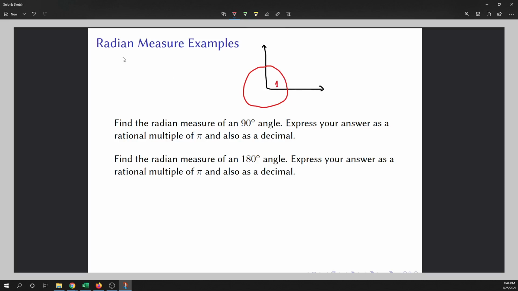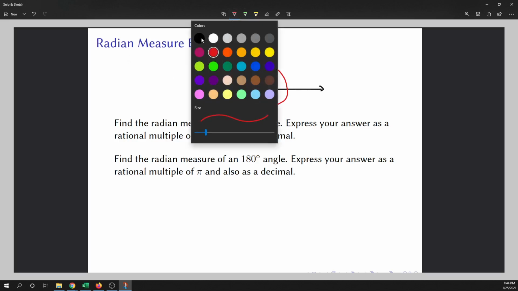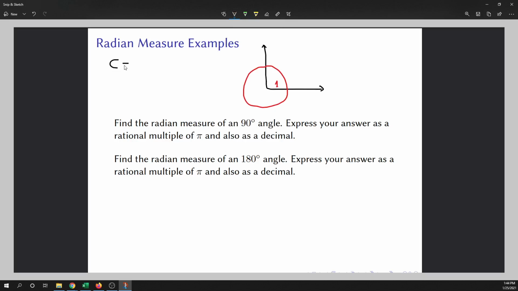And then looking at my formula for the circumference of a circle, C equals 2 pi r. In this example, the radius is 1. So I get C equals 2 pi. So what that means is the distance all the way around the circle, from here all the way around to here, is 2 pi radians. Okay.